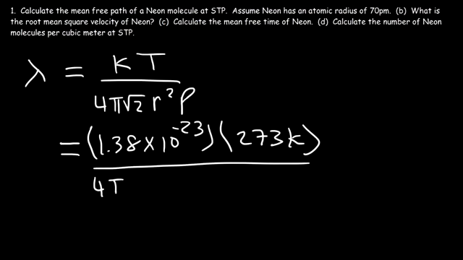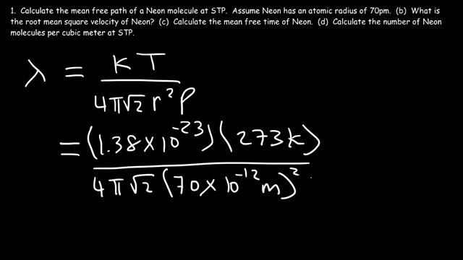And then we're going to divide it by 4 pi times the square root of 2. And the atomic radius is 70 picometers. 1 picometer is 1 times 10 raised to the negative 12 meters. So this is going to be 70 times 10 to the negative 12 meters. And don't forget to square it.